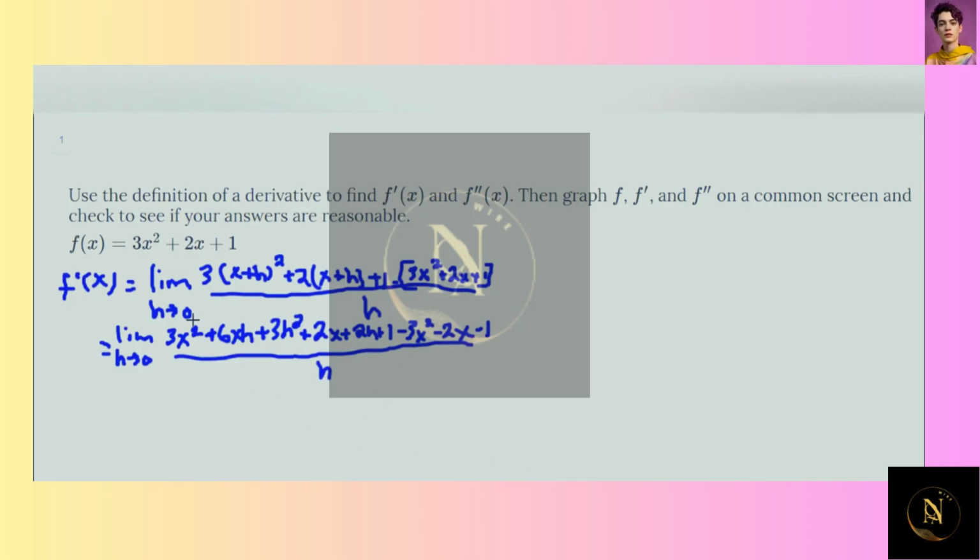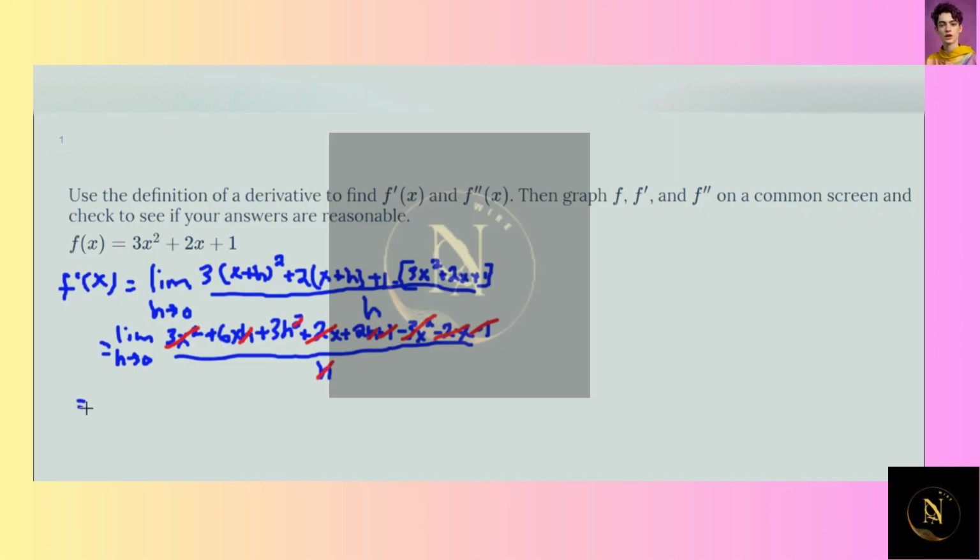So now we identify some terms that might be canceled, such as 3x squared and negative 3x squared, positive 2x and negative 2x, and positive 1 and negative 1. The remaining three terms, 6xh plus 3h squared plus 2h, have 1h in common, so that can cancel with the h in the denominator.